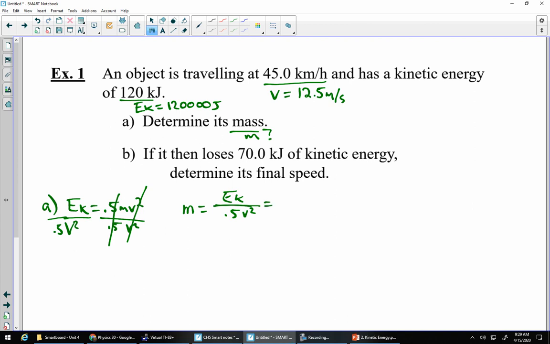Okay, so plug in numbers, that's 120,000 joules divided by 0.5 and then also divided by v squared, so 12.5 meters per second, and then squared. You'll notice that I put the squared outside of the brackets to make sure we're doing that to not just the number, but the unit as well. Like everything inside of brackets is being squared. We're not confusing it with an acceleration or anything like that. And then we go ahead and plug in some numbers. So maybe put your video on pause and plug in these numbers, see what you get.